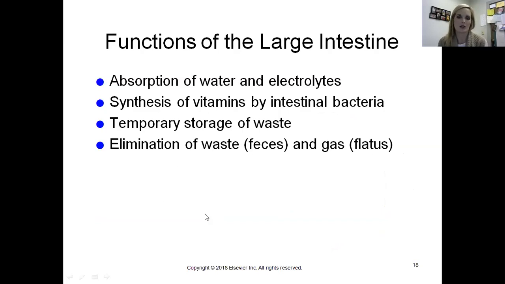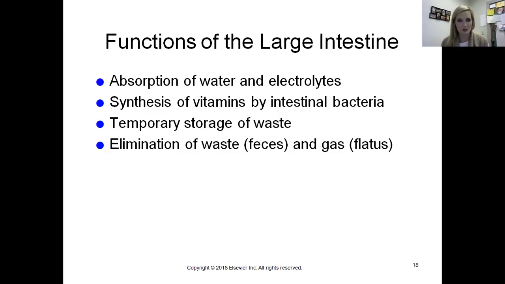So what is happening here in the large intestine? Remember I said that the fluid leaving the stomach travels through the small intestine. I can't talk today, guys, I'm sorry. The small intestine is where a lot of our absorption of nutrients is taking place. So it's still very liquidy as it travels through the small intestine. When it makes its way into the large intestine, it is still going to be very liquidy.